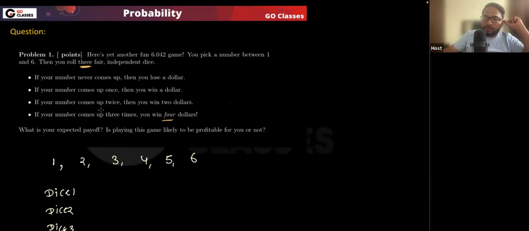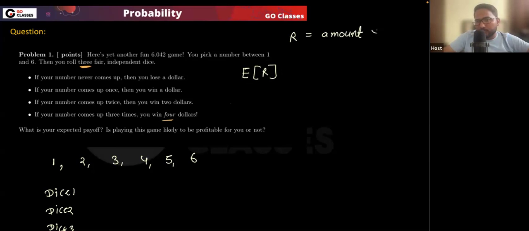Okay. Let's suppose that they're asking you to find out the expected value of some random variable R, where R is the payoff. So R is the amount that you win or lose. Now, the expectation of R will be the expected amount that you are winning or losing. So what will it be? Let's just try to formulate it.